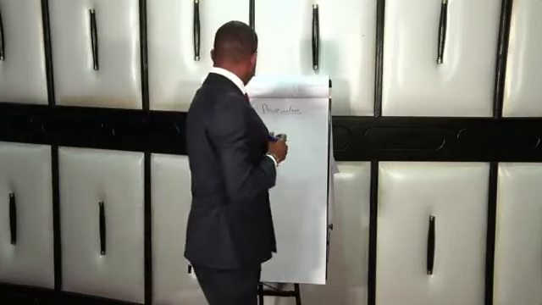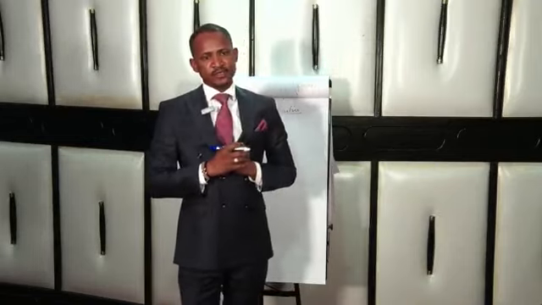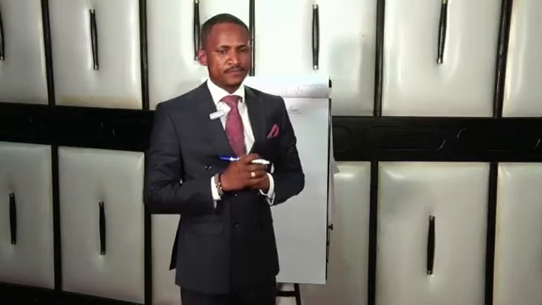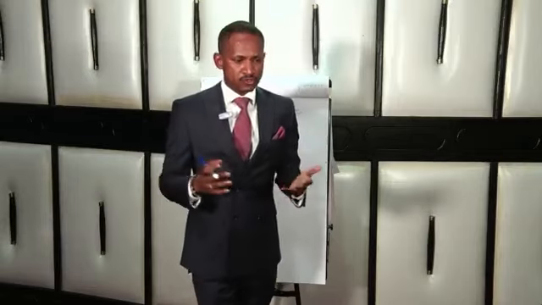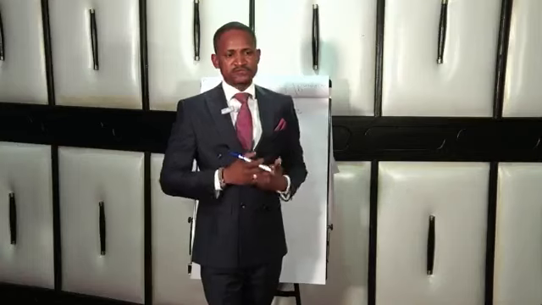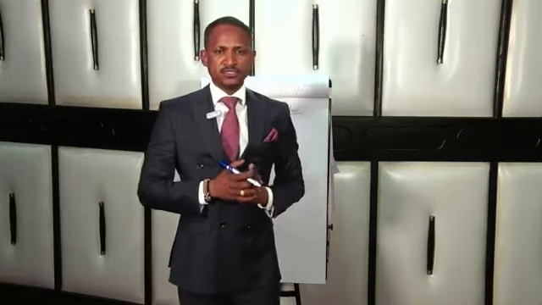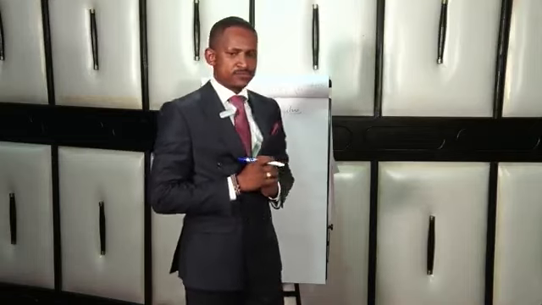In private prosecution, what is private prosecution in the first place? This is where the DPP fails to do his work, then a member of the public goes to court, seeks the leave, the permission of court, and says, you know what, the DPP has failed to charge this person, therefore I want this person charged and brought to court. So the court may grant leave or may not grant leave. That is under private prosecution.